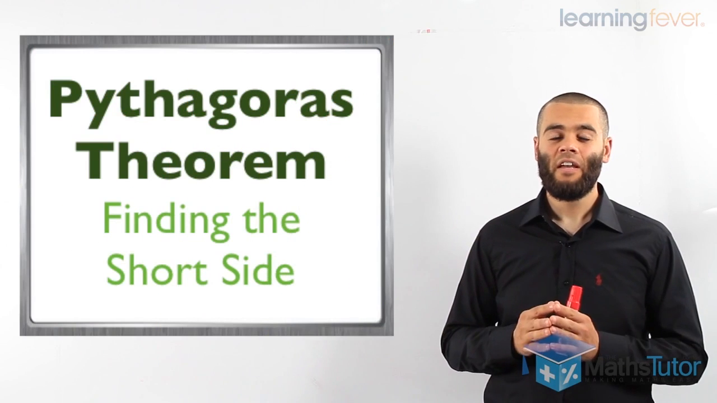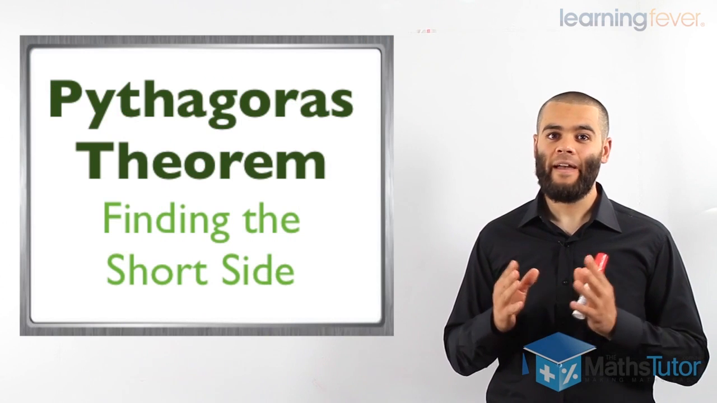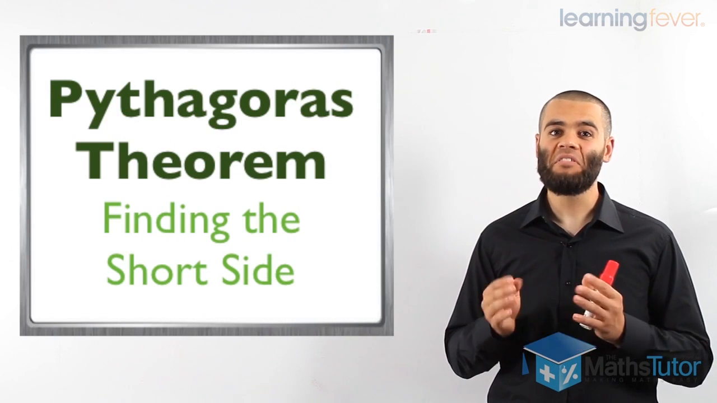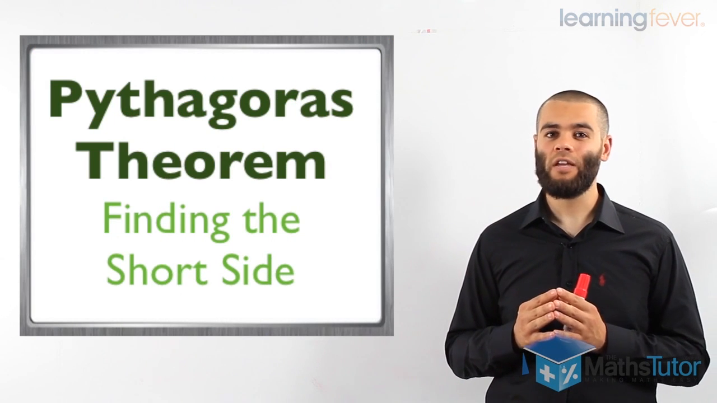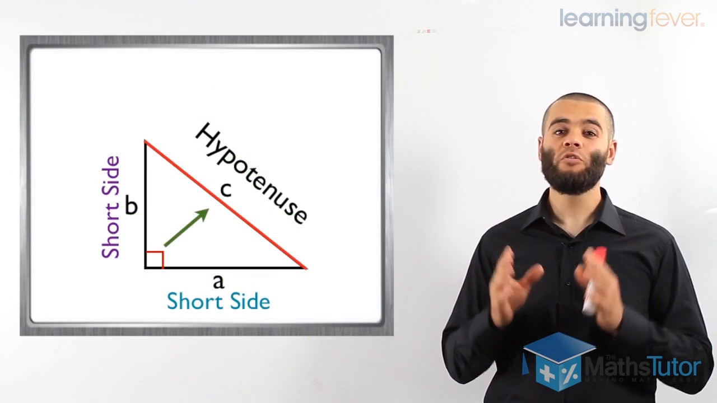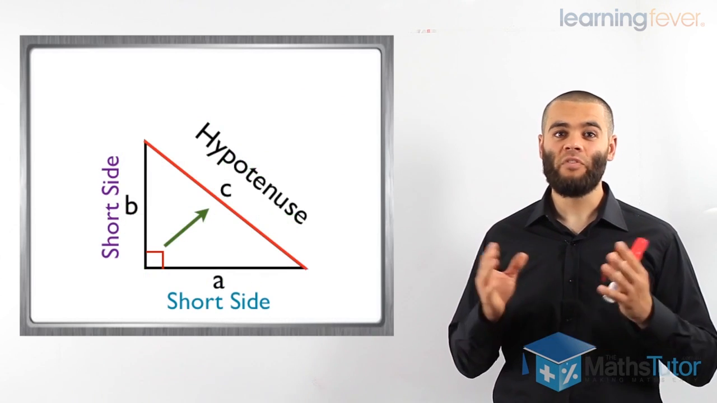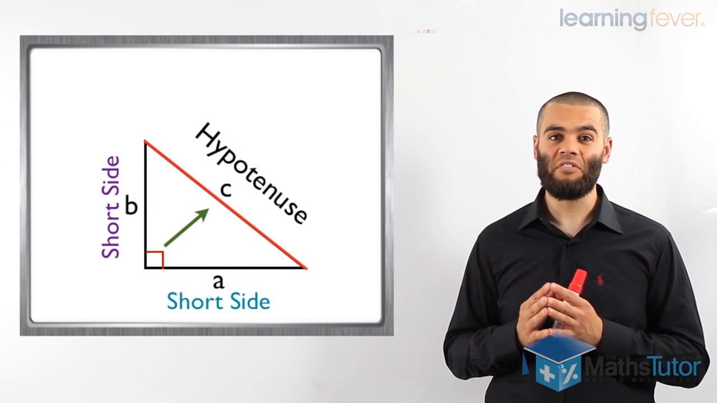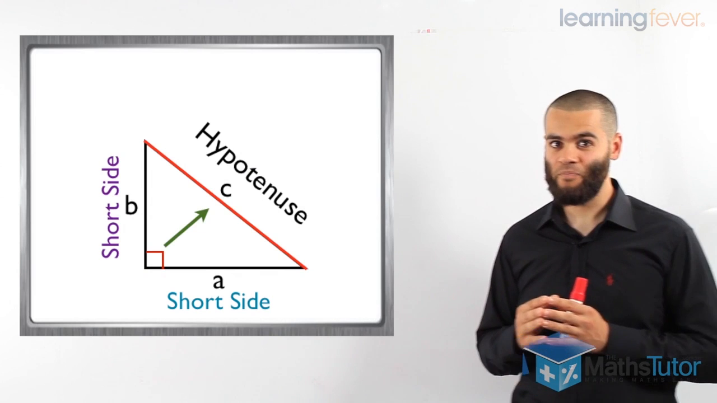Hey guys, in a previous lesson we introduced Pythagoras' theorem and we learned how to find the missing hypotenuse, the longest side in the right angled triangle. Now we're going to use Pythagoras' theorem to find one of the short sides. If it's missing, we can also use Pythagoras' theorem to find that missing side. Let's go through the theory first.